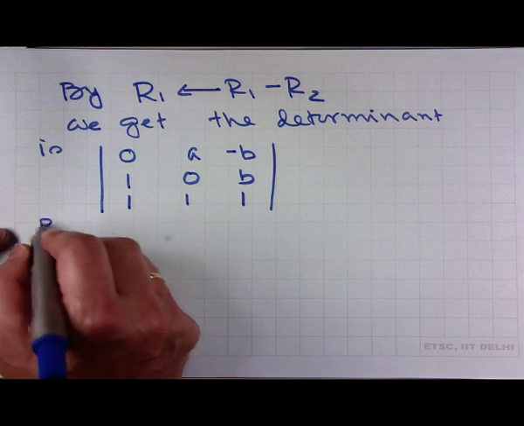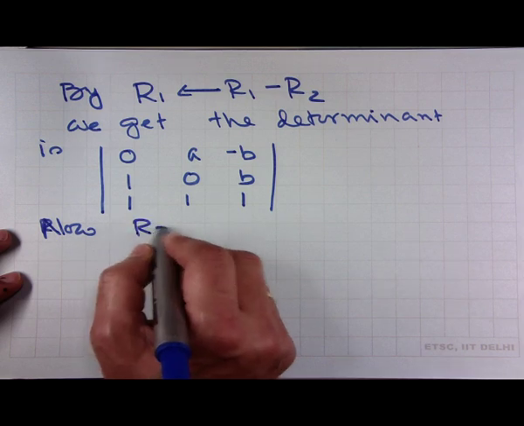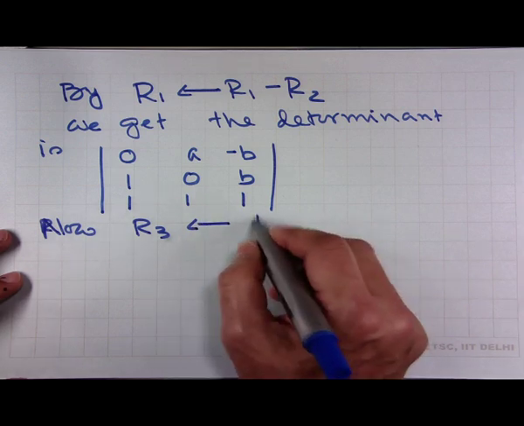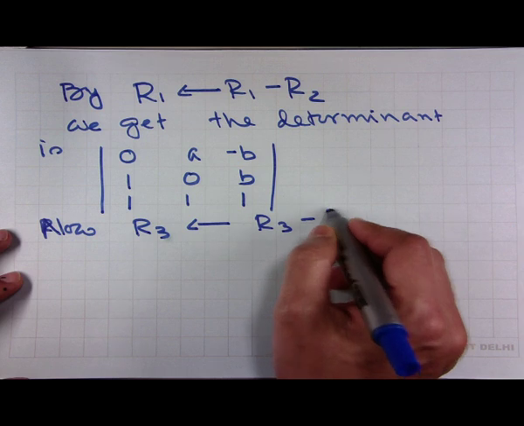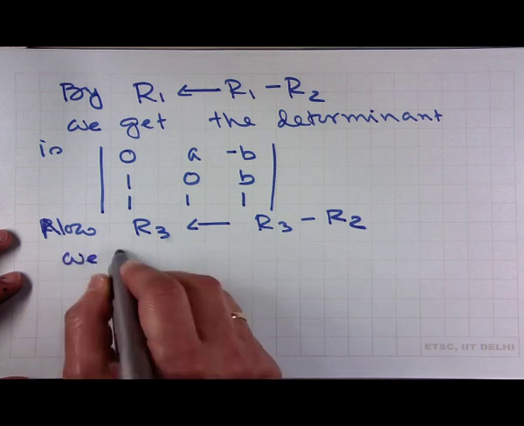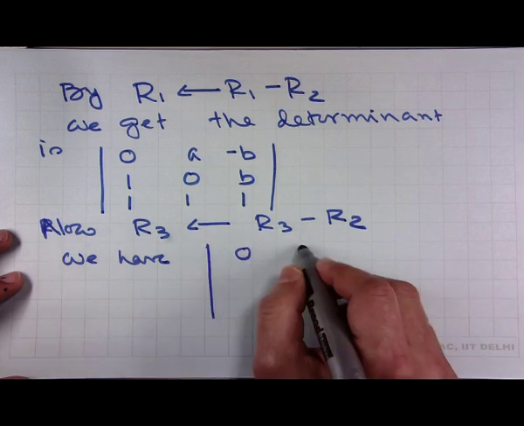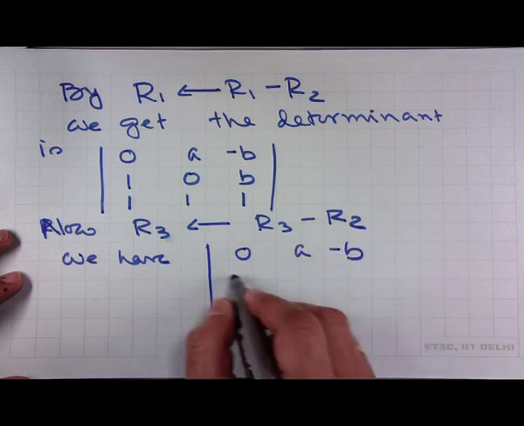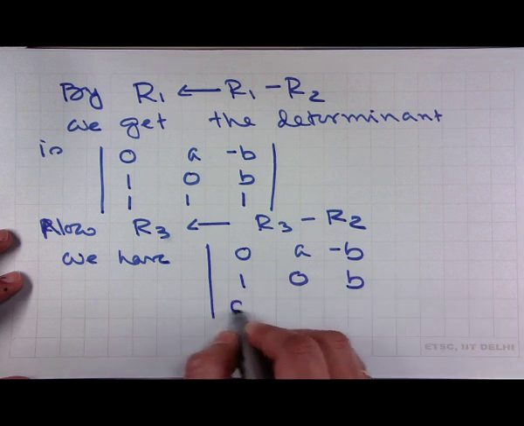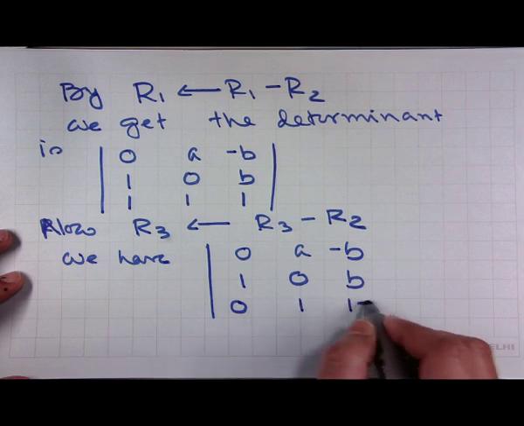Now, by replacing R3 with R3 minus R2, we have the determinant is the same as [0 A-B 1; 0 B 0; 0 1 1-B].